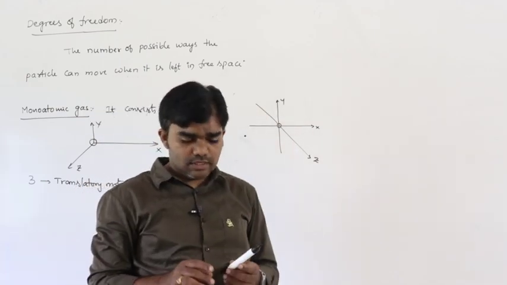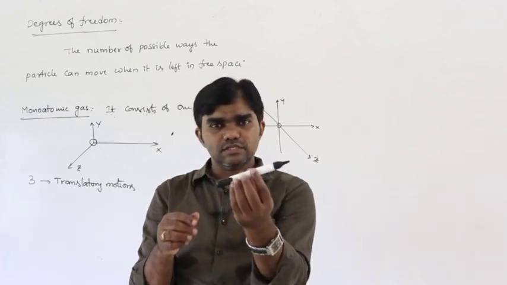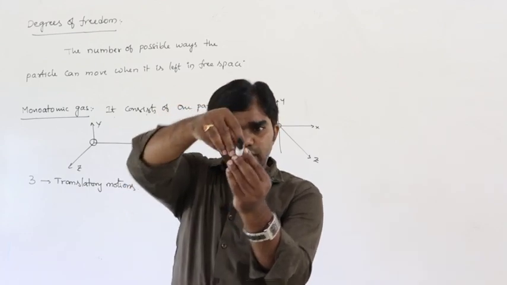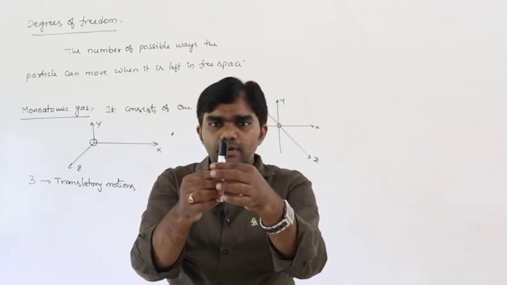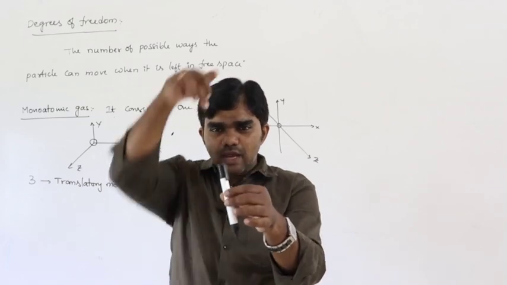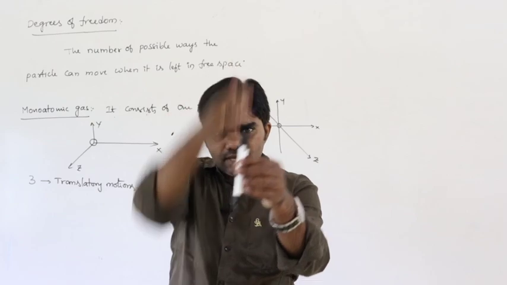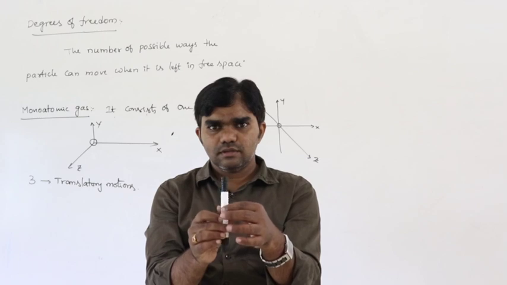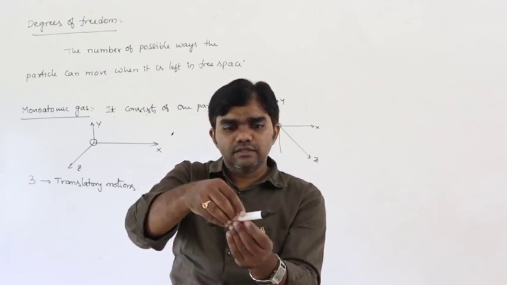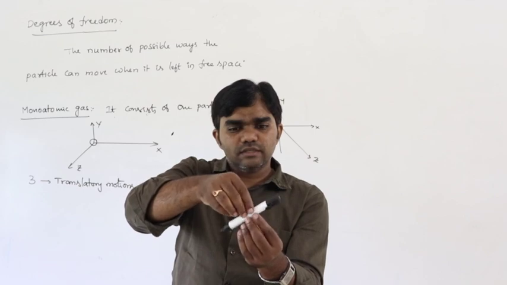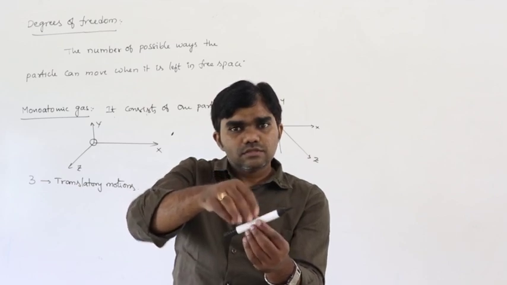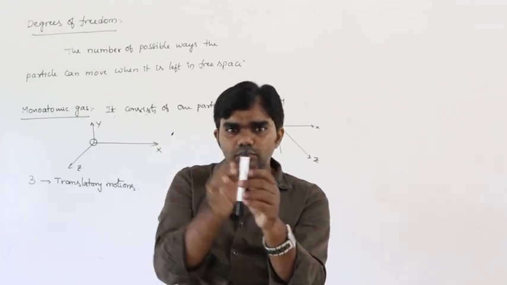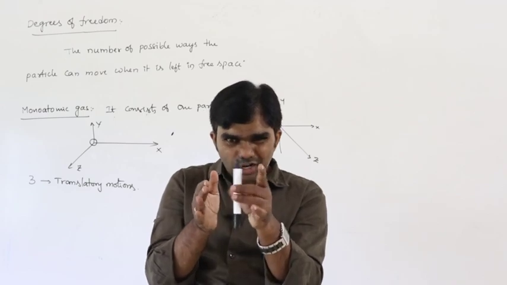Z axis also not. See here, the rotation of the pen. When the axis of rotation passes through the center, or along the pen, that is the rotation like this. But here the axis of rotation passes like this. So in these two, which one is considerable? This rotation is more considerable when compared to this one. So this is not considerable.